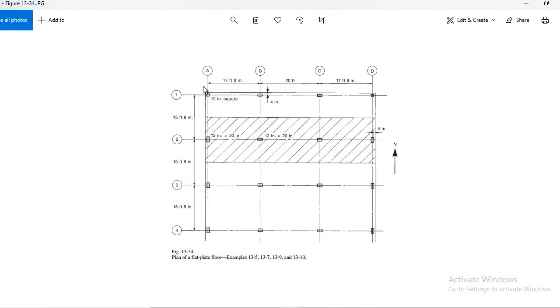You have to analyze one exterior frame in the east-west direction as well, and similarly one interior frame in the north-south direction and one exterior frame in the north-south direction. That will complete your whole calculation for that frame system. So you have to run four analyses, and then you will complete the analysis.